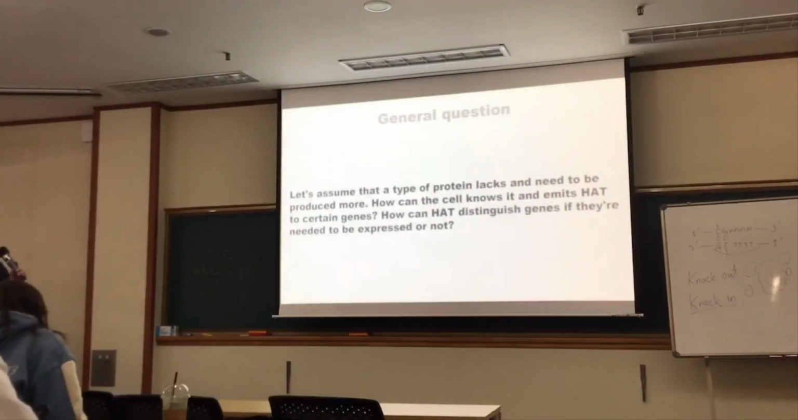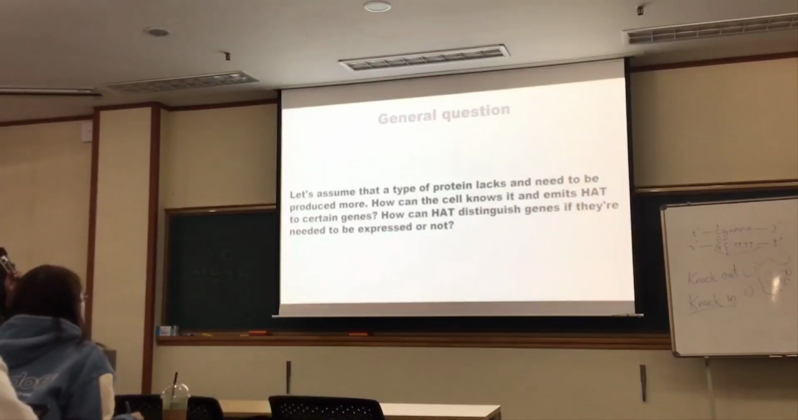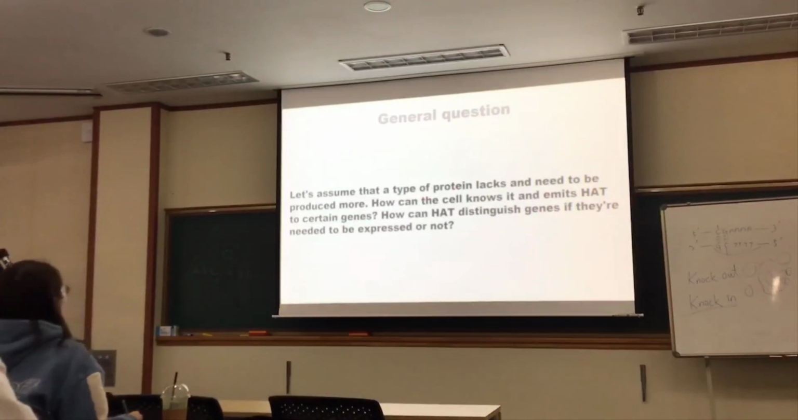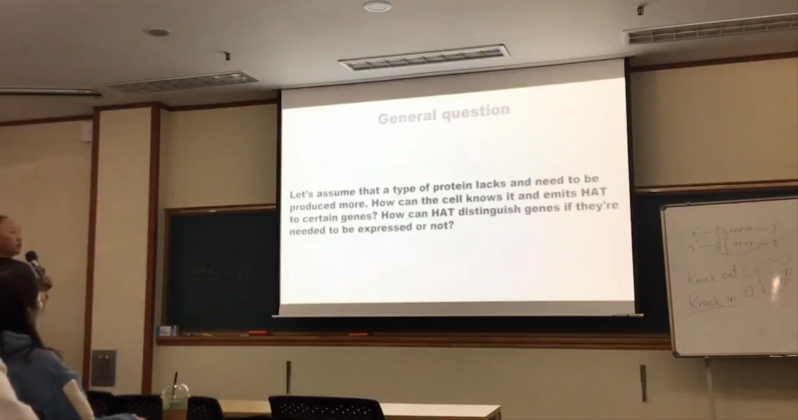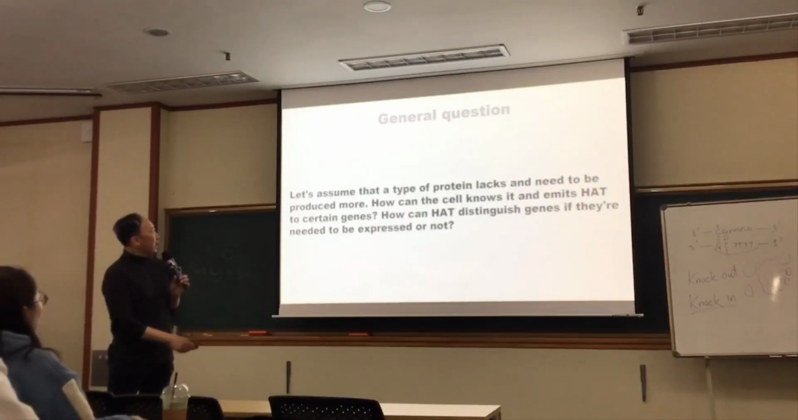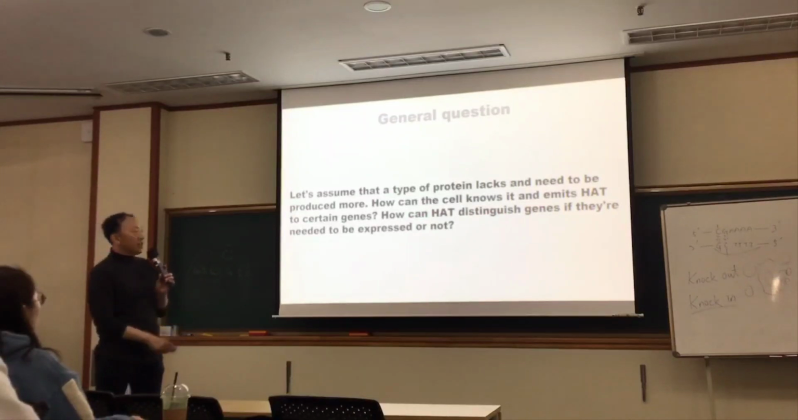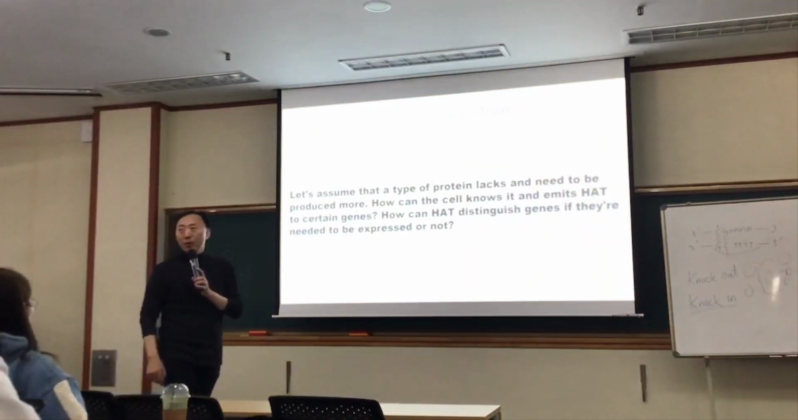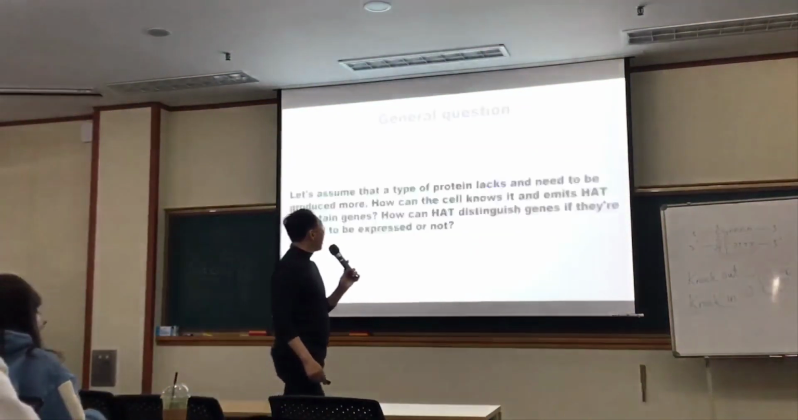Okay, another question. If we need a lot of a certain protein and need to make more of it, how can the HAT be turned on, distinguish the genes, and decide which one goes up?